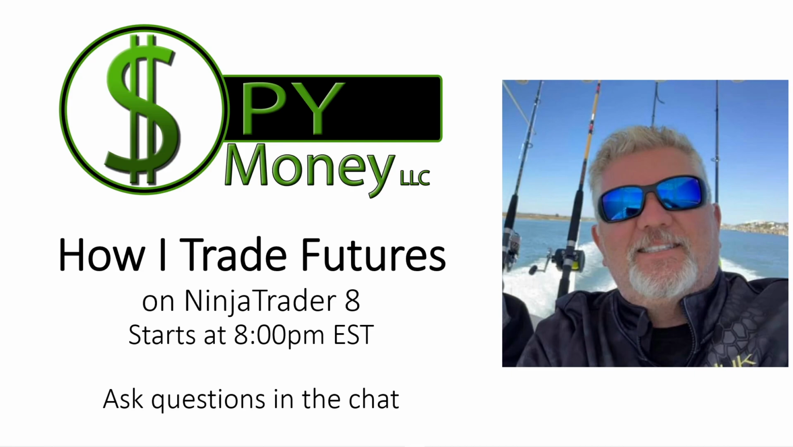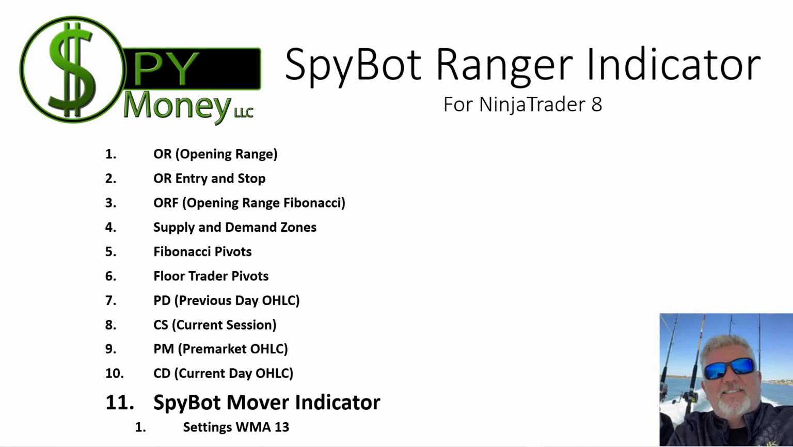So how I'm going to start this tonight, a little bit different, is I am going to talk about these things. The indicator will show the open range, the open range entry and stop, open range fibs, supply and demand zones, Fibonacci pivots, floor trader pivots, previous day open, high, low, close. That's what that means. Current session open, high, low, and close. Previous pre-market open, high, low, close, and current day open, high, low, close.